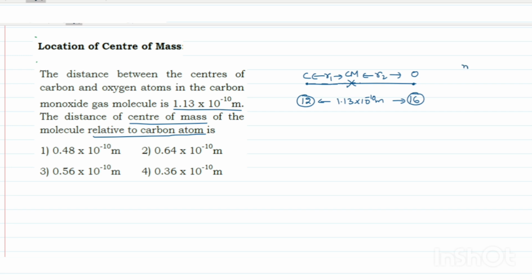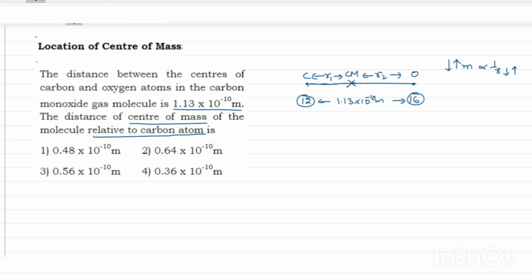Here M is inversely proportional to R. With that, where the mass is heavier, the location of the center of mass will be nearer, and where the mass is lower, the location of the center of mass will be farther away. So with this we will get one relation.